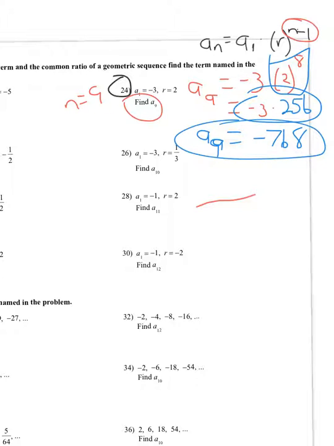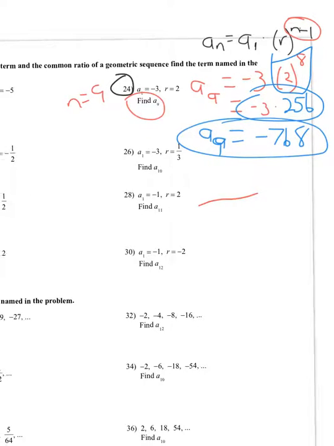Now I could write out, starting at negative 3, multiply by 2, multiply by 2, multiply by 2, and I could write it out to 9 terms. But again, you're going to want to know how to use formulas, because if they told you to find the 50th term, you wouldn't want to do that. Plus your numbers are going to get real big, so you need to know how to use formulas.